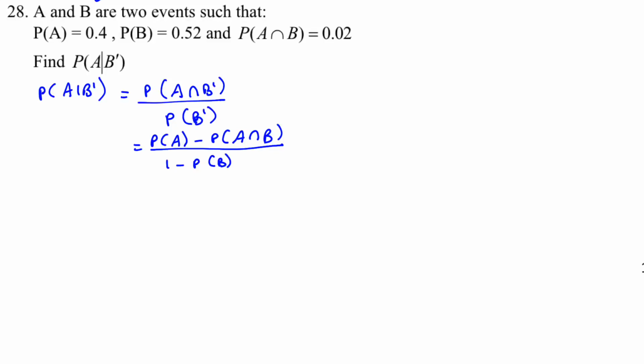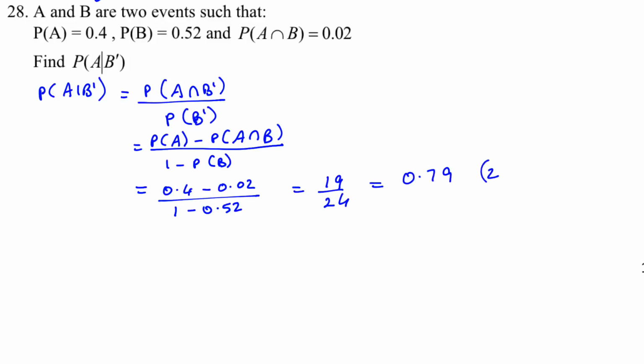Instead of saying A complement, I prefer to use the word not because it becomes easier to understand, especially if you are shading. Let's substitute what we have got here. 0.4 minus 0.02. This will give us 19 over 24, which is 0.79, rounded to 2 decimal place.